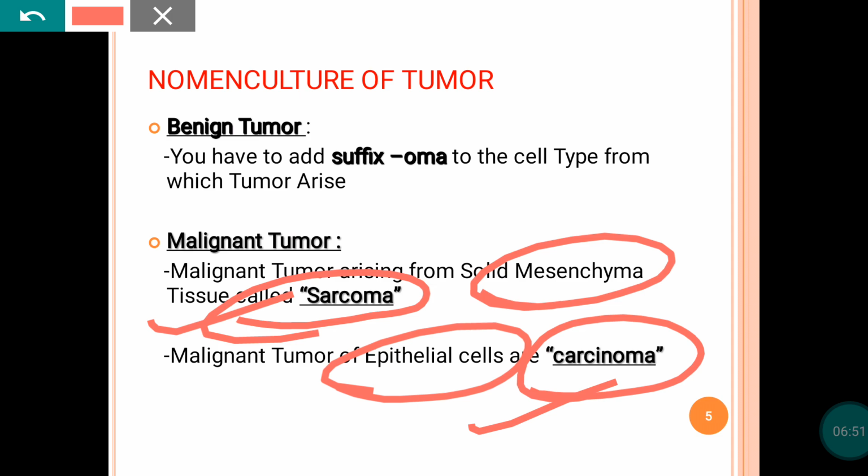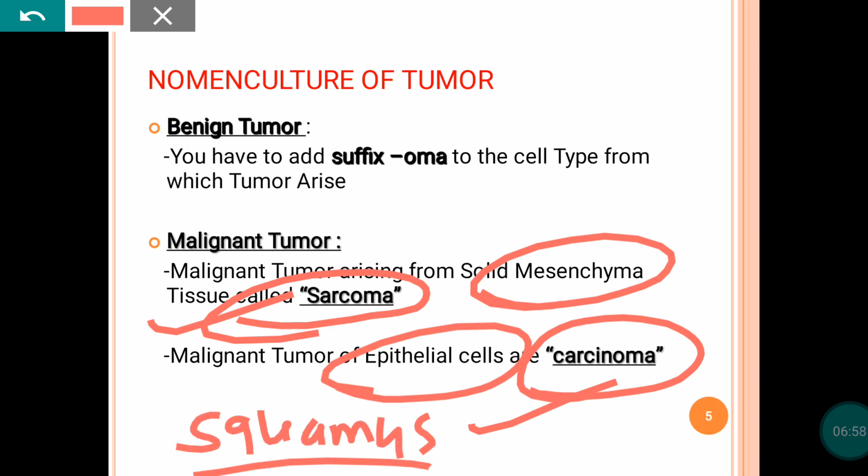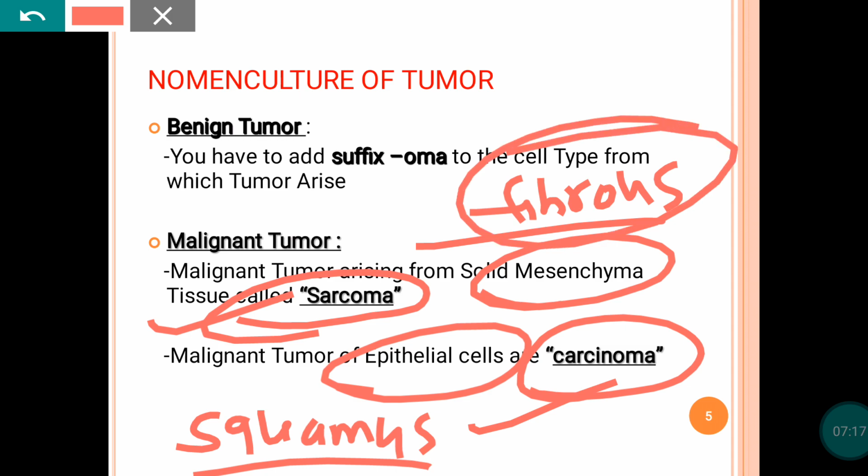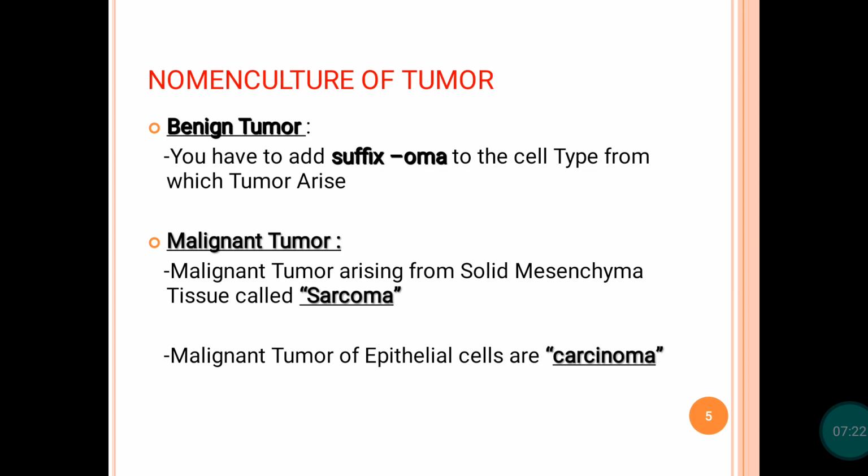For example, you develop a malignant tumor of the squamous cell, right? Then it is known as squamous cell carcinoma because it is epithelial cell. Another example, if you are having a malignant tumor of fibrous tissue, then it is given the name fibrosarcoma because the tumor is arising from mesenchymal tissue. Fibrous tissue is one of the mesenchymal tissues. So in that way nomenclature is done. Now we will see examples in detail.